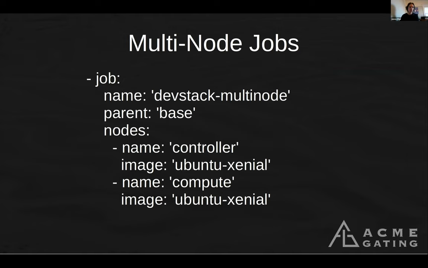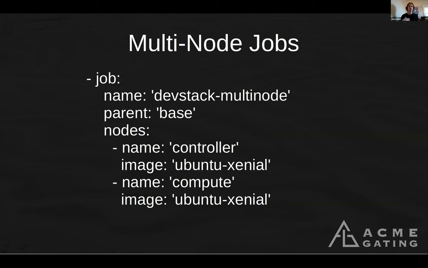Zuul supports multi-node jobs natively. This is another feature that came out of needing to solve OpenStack's problems, because when you deploy OpenStack, you're deploying them on different nodes. You know, there might be a compute node and a controller node or things like that. Or of course, you can imagine in a Kubernetes environment, maybe you need to deploy Kubernetes on three different nodes, something like that. We designed Zuul to support these multi-node jobs natively.